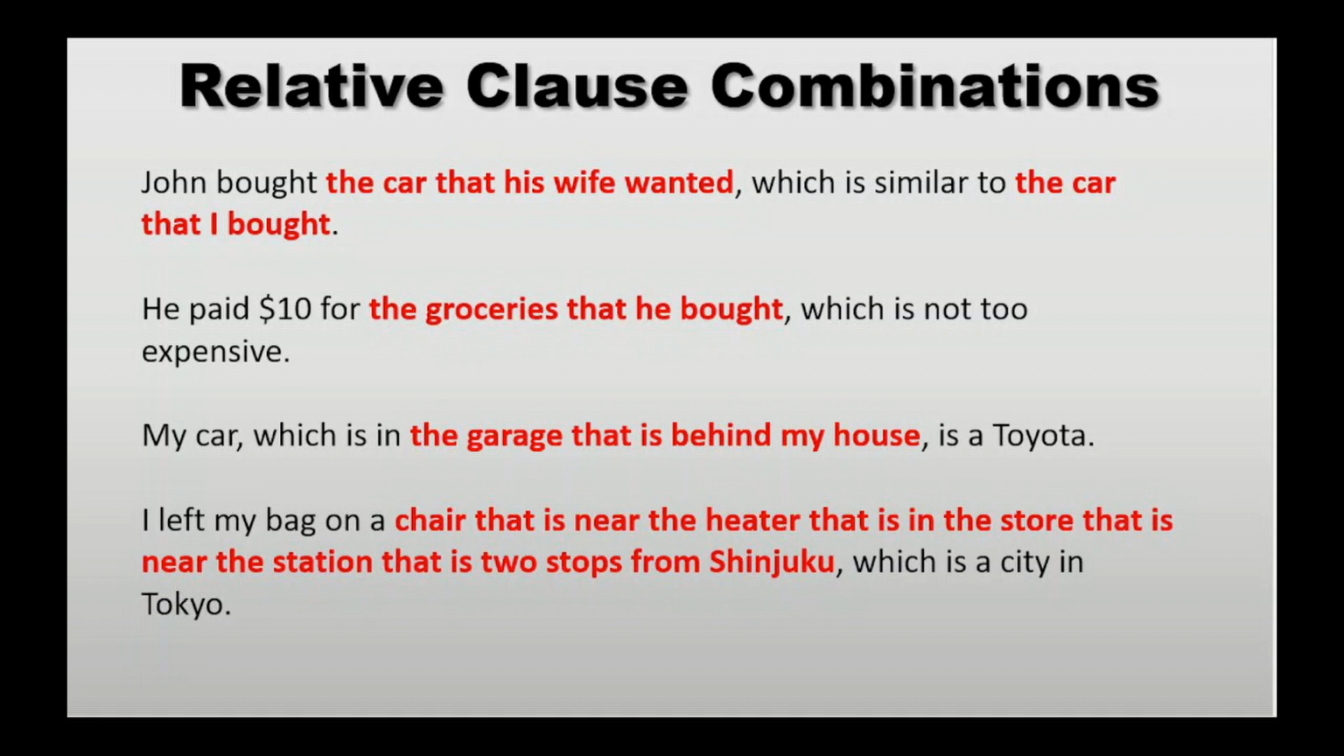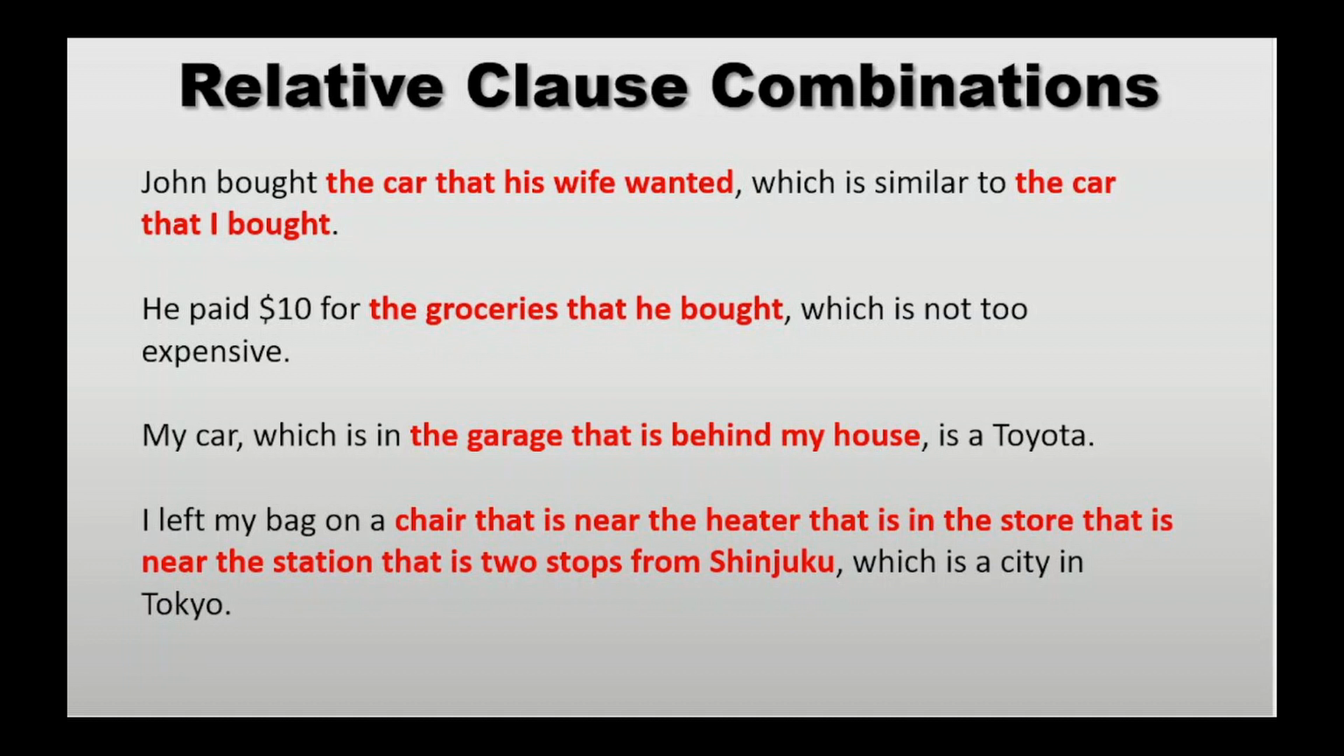All right, notice this sentence has two defining relative clauses. We're talking about cars, and in the first case, it's the car that John's wife wanted, and in the second case, it's the car that I bought. So two different cars, even though the same word, the car, the relative clause defines two different cars. So please read along. John bought the car that his wife wanted, which is similar to the car that I bought.